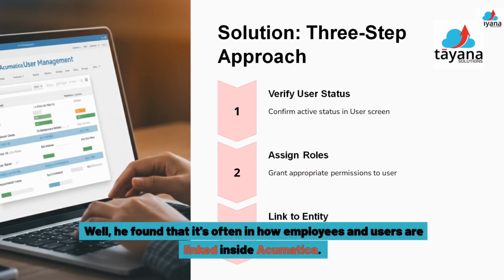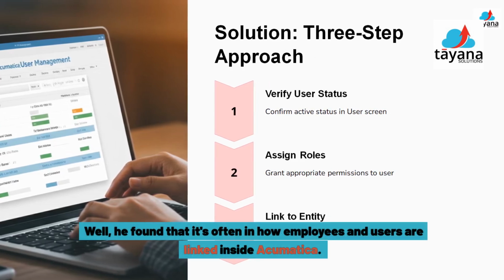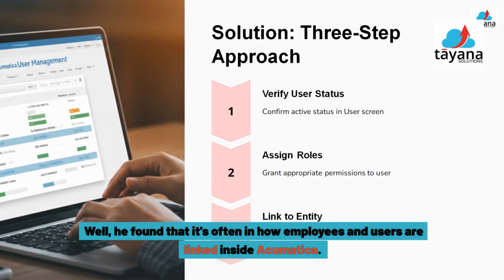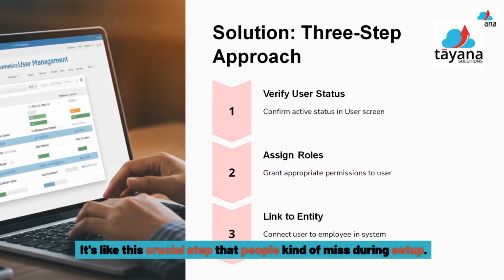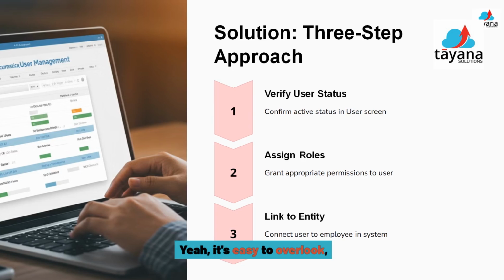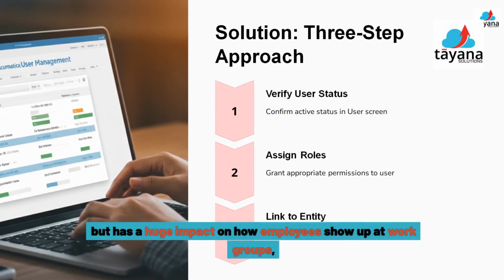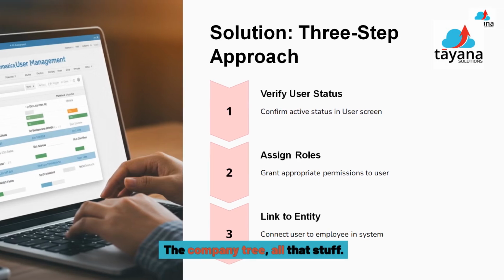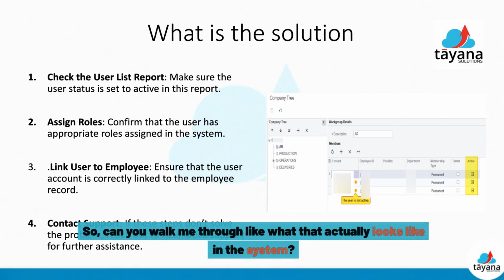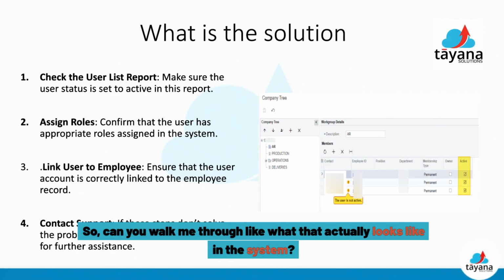Well, he found that it's often in how employees and users are linked inside Acumatica. It's like this crucial step that people kind of miss during setup. It's easy to overlook, but it has a huge impact on how employees show up at work groups, the company tree, all that stuff. So can you walk me through what that actually looks like in the system?